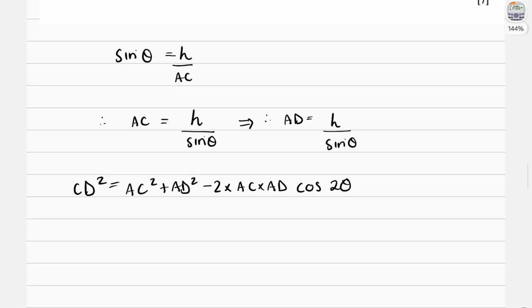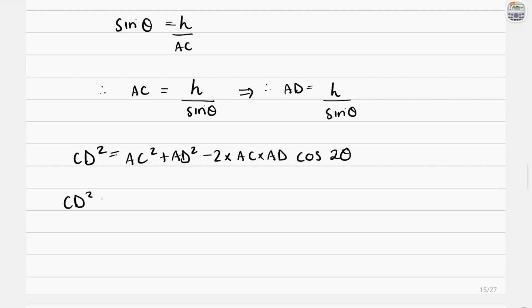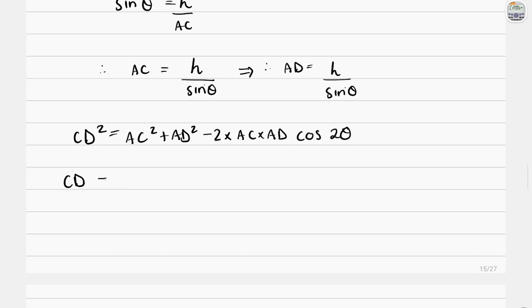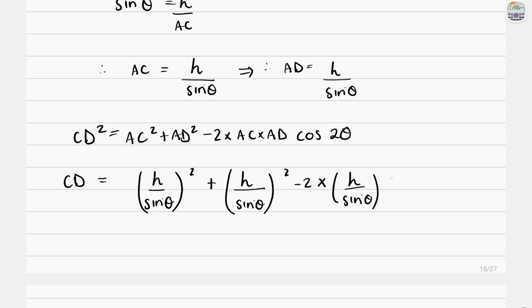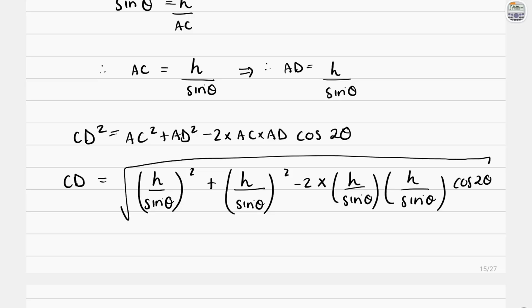Let's just substitute these values. We're looking for CD, so we will just square root both sides. CD is equal to the square root of, and AC is H over sine theta, H over sine theta all squared, plus H over sine theta all squared, and so this is what we have. Then minus 2 multiplied by H over sine theta and multiplied by H over sine theta again. Then we have cos 2 theta. And we're square rooting all of this.